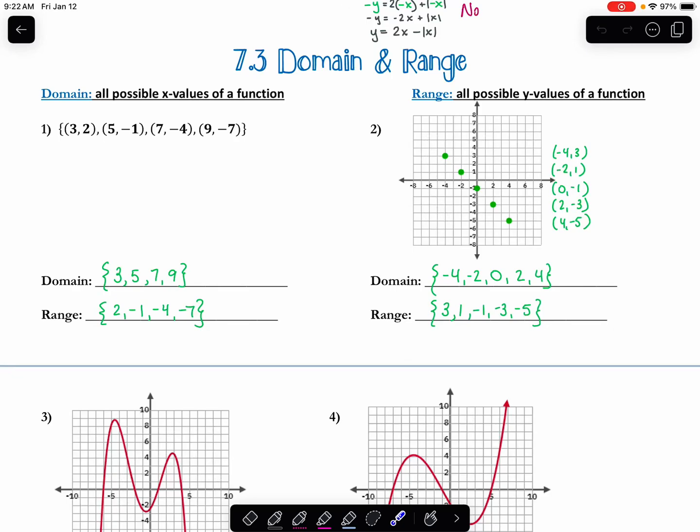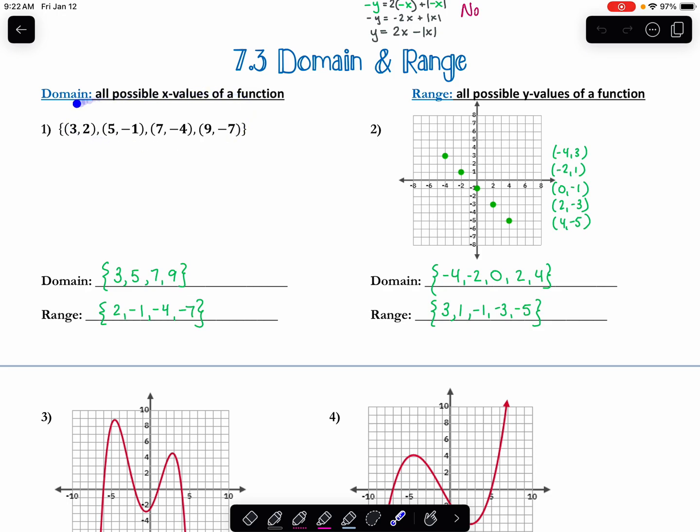All right, let's take a look at domain and range. By definition, domain is the list of all possible x values of a function, and the range is the list of all possible y values of a function. So we'll start off with some two basic functions.